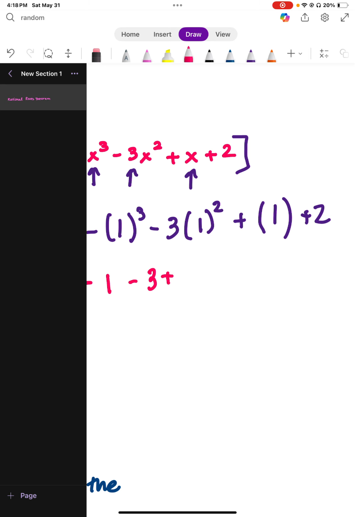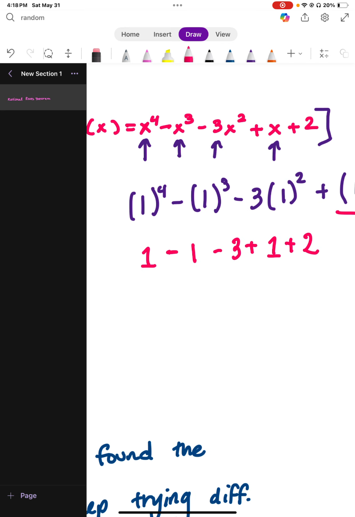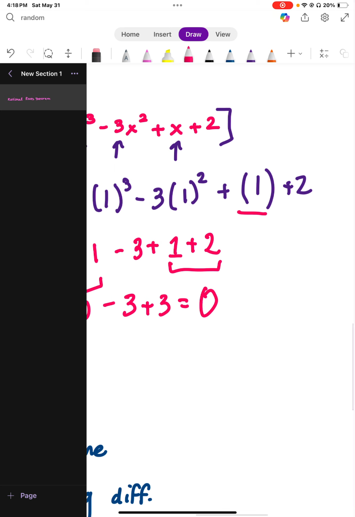Plus 1 plus 2. What do you get here? You get 0 minus 3. This is plus 3. And the answer looks like 0. So this is what it's telling us. It's telling us f of 1 is equal to 0.